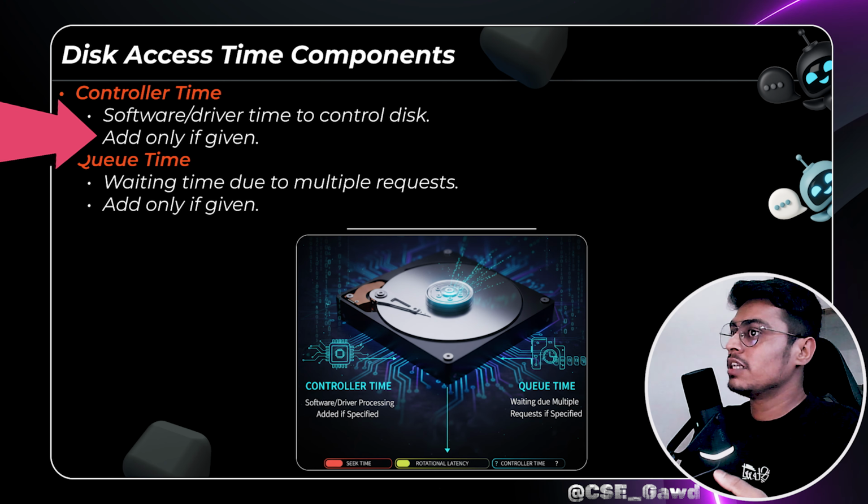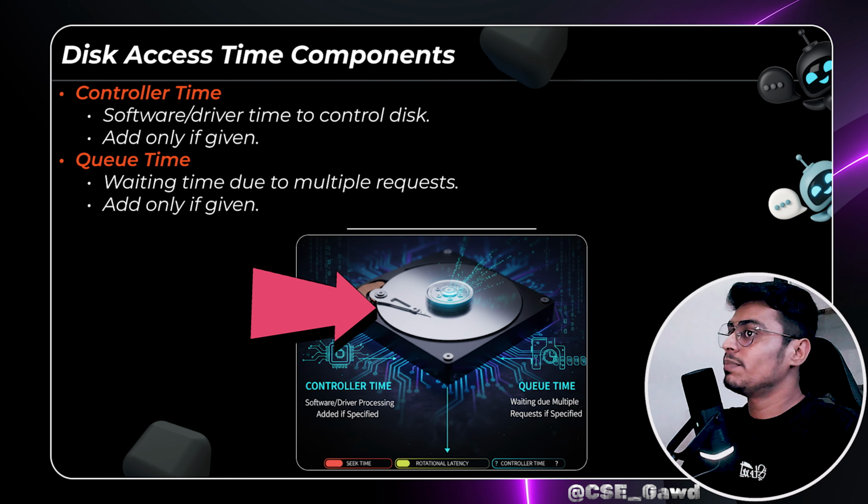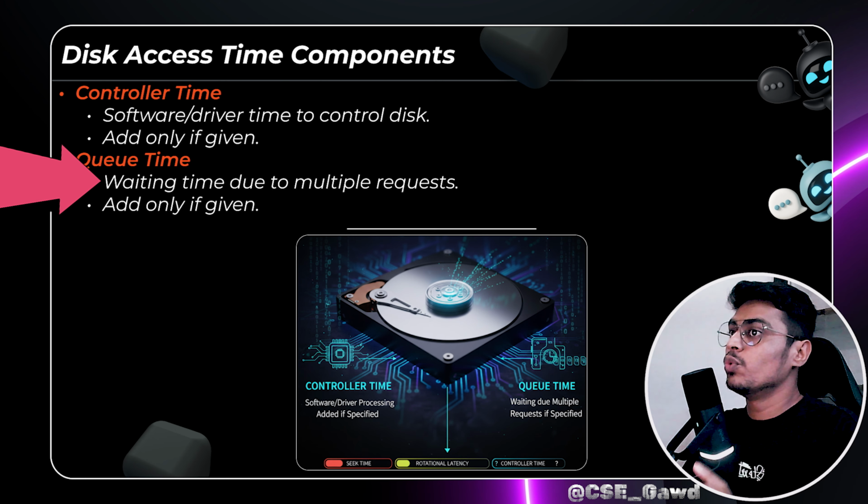If controller time is mentioned in the question, you simply add it in your total time. If it's not given, you don't need to consider it. There is also a queue time. Since disks are slower than CPU, sometimes multiple requests come to disk simultaneously. These requests are stored in a buffer or queue and they wait for their turn. So this is queue time.